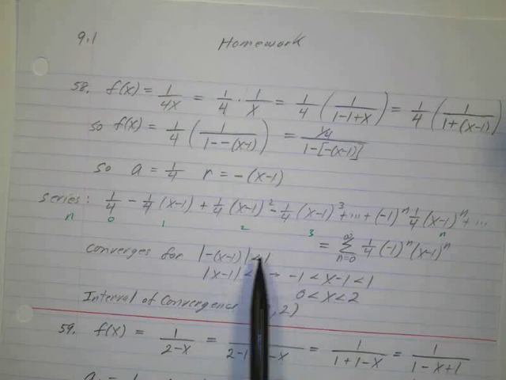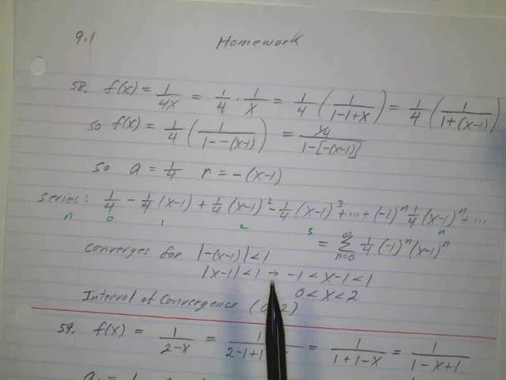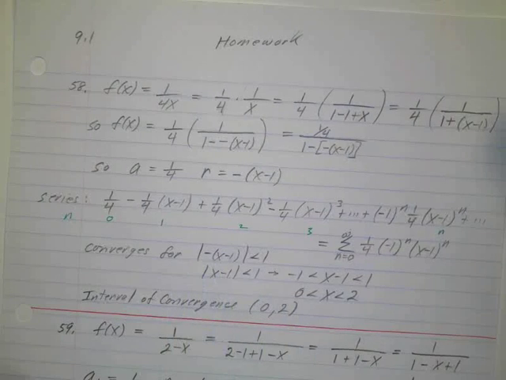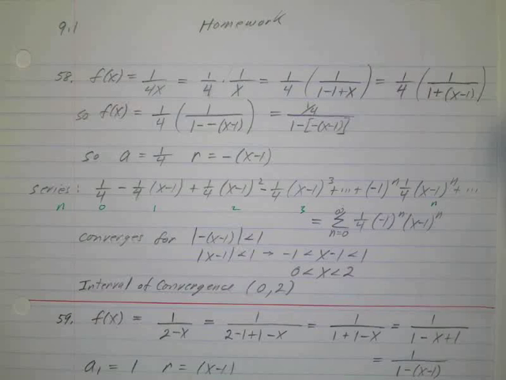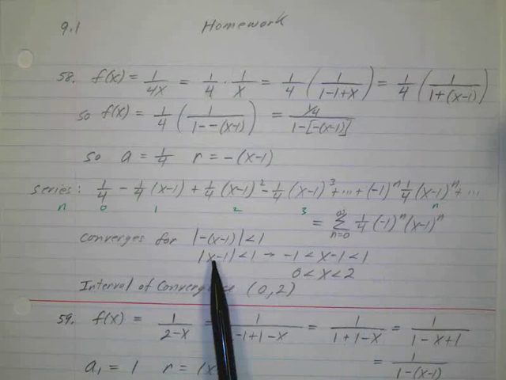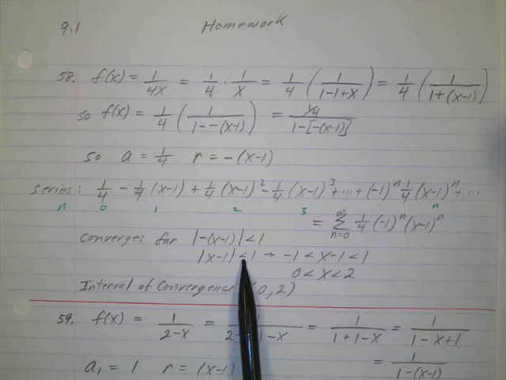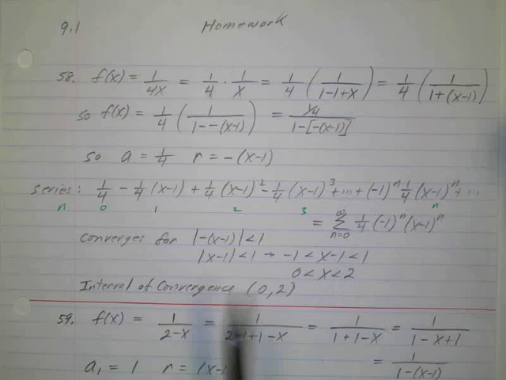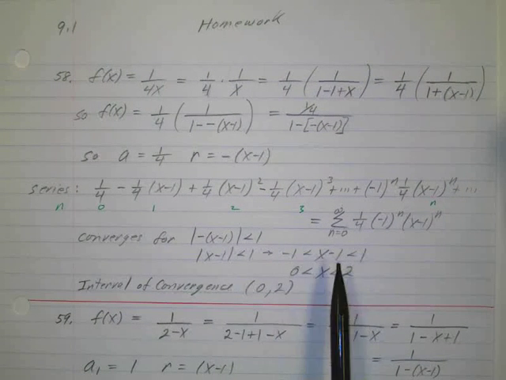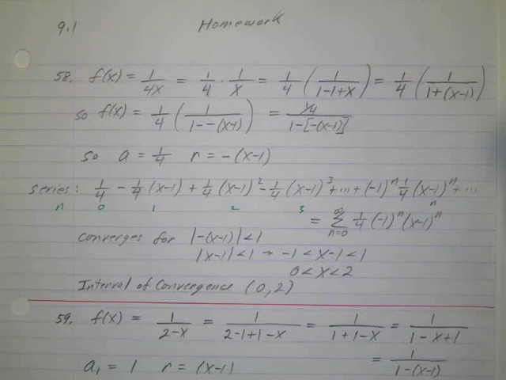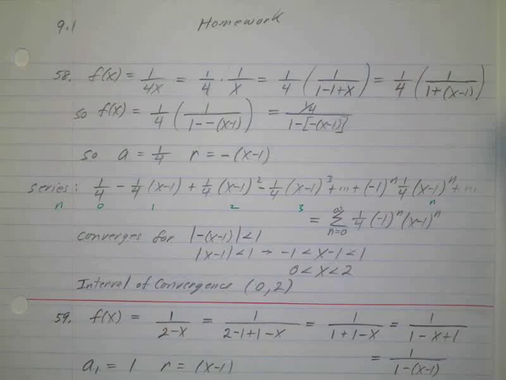Now this converges for the absolute value of r, and this is r, less than 1. Well, the negative sign will just absolute value out. So that's just the absolute value of x minus 1. So that means x minus 1 is between negative 1 and 1. If the absolute value of x minus 1 is less than 1, we have this. And then if I add 1 to both sides, this is 0 and 2. So that's my interval of convergence, 0 to 2.